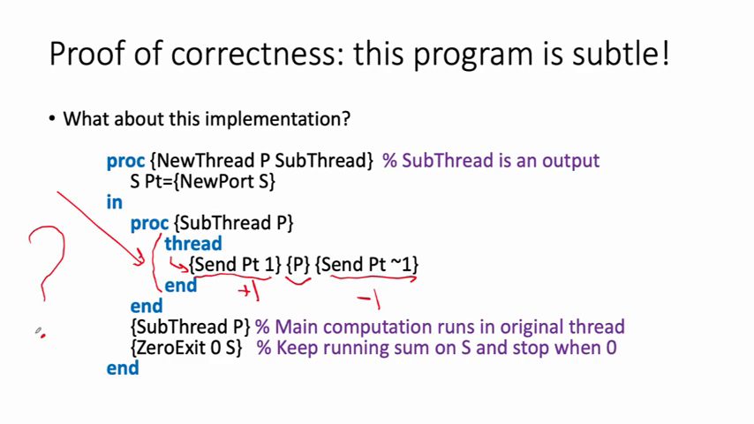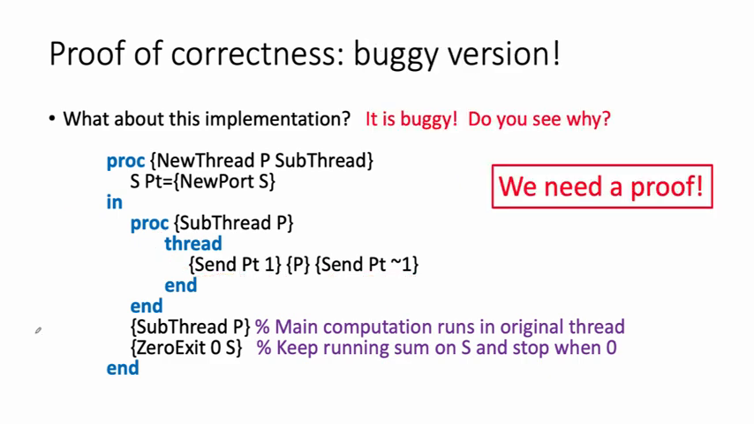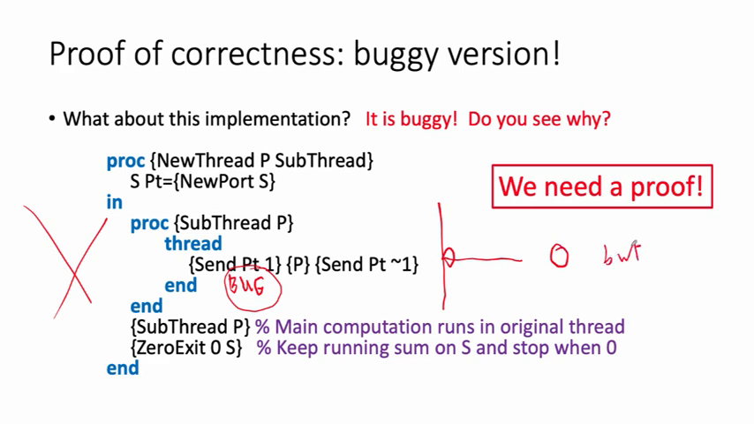Actually, this one is buggy. Okay? This one is buggy. So this is a bug. How can we know that it's a bug? How can we know that something is wrong? Well, in this definition, it's possible for ZeroExit to stop even though there are still threads. So it's possible for the running total to be 0, but a thread is still running.